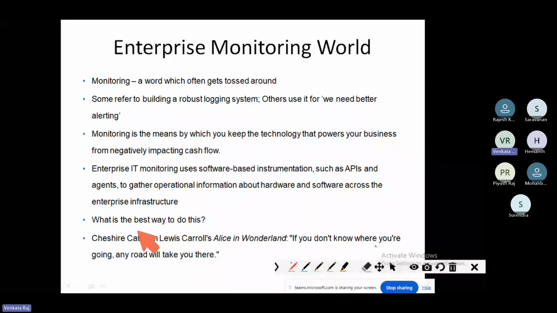So what is the best way to do this, guys? What is the best way to do the monitoring? Different people will have different answers. And it is not an easy task.